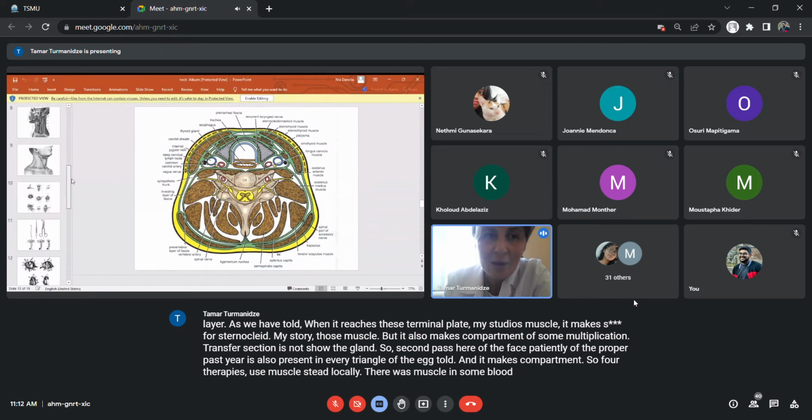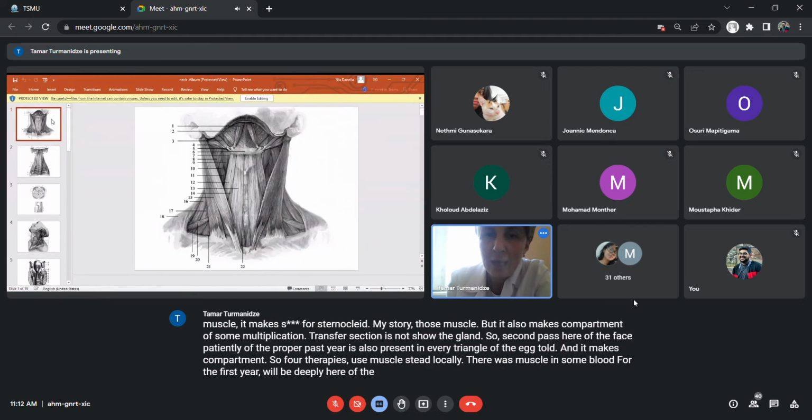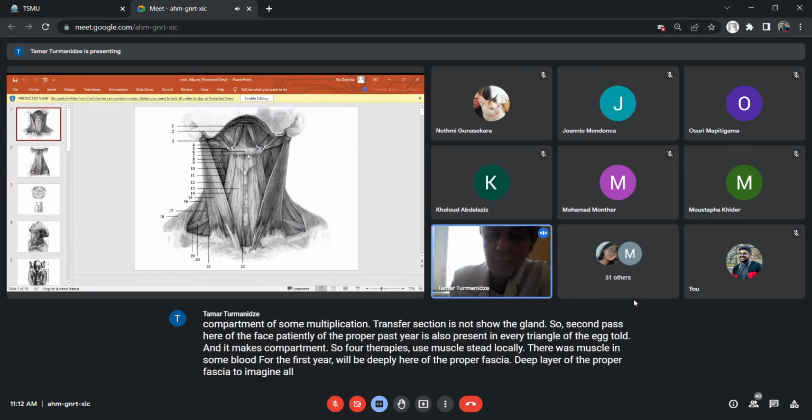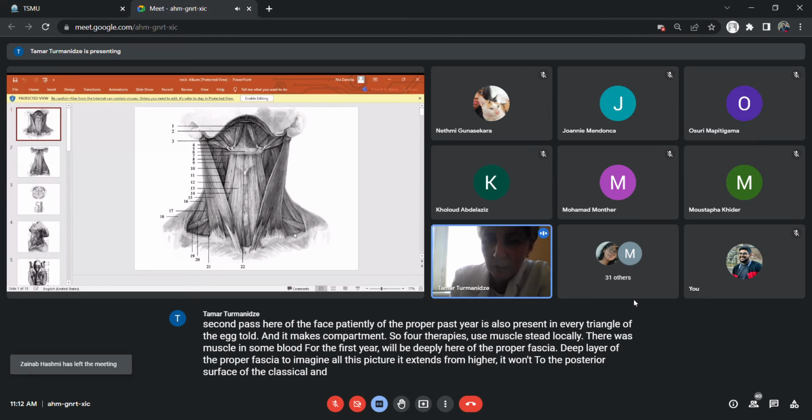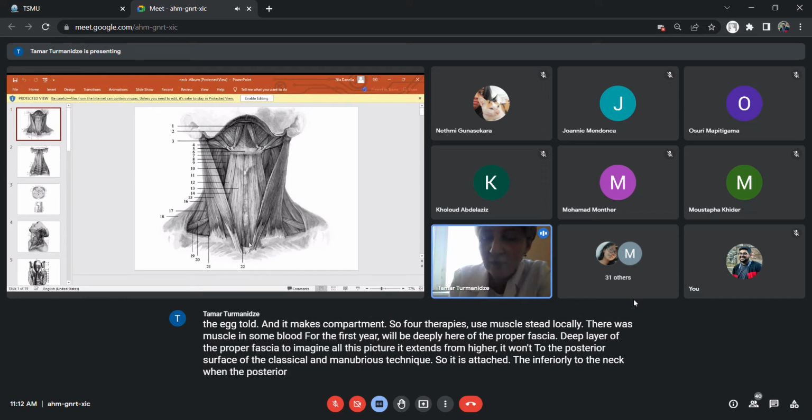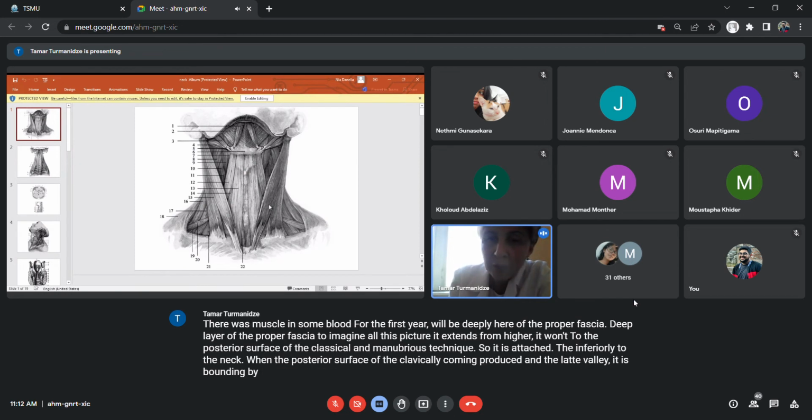Third fascia will be the deep layer of the proper fascia. Imagine on this picture, it extends from the hyoid bone to the posterior surface of the clavicle and manubrium sterni. So it is attached inferiorly on the neck to the posterior surface of the clavicle and manubrium sterni, and laterally it is bounded by the omohyoid muscles.